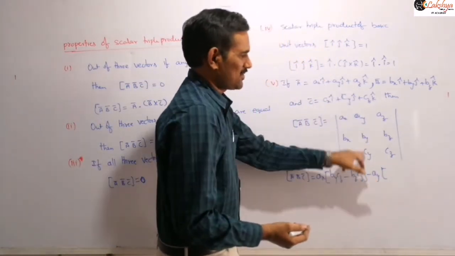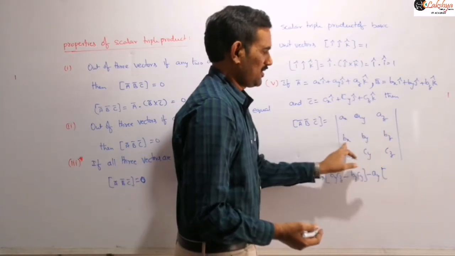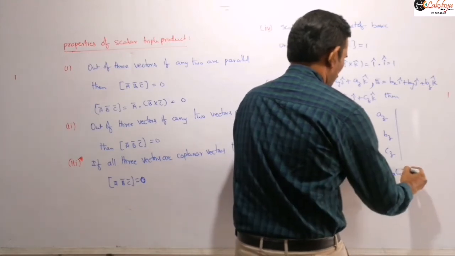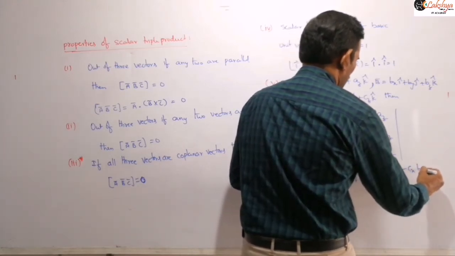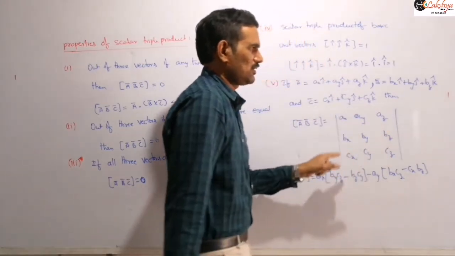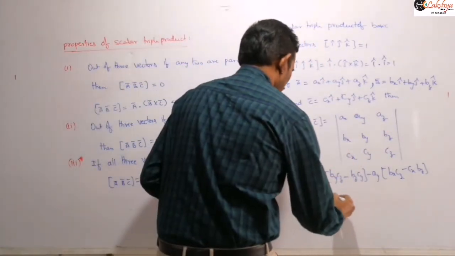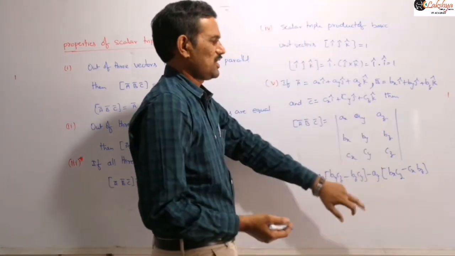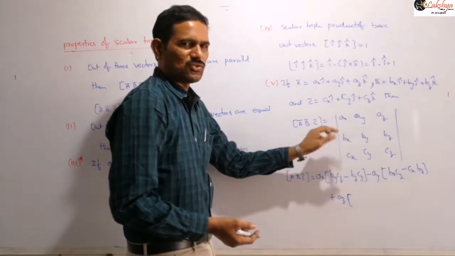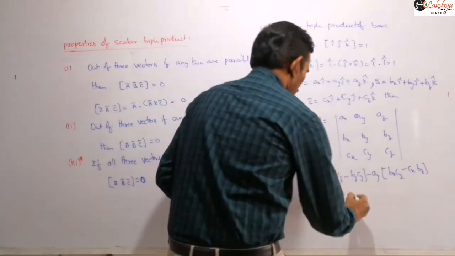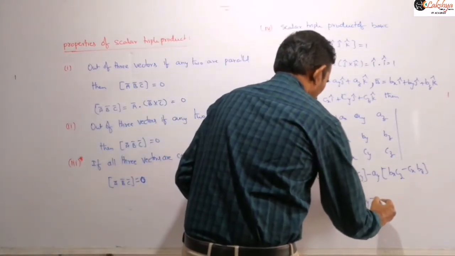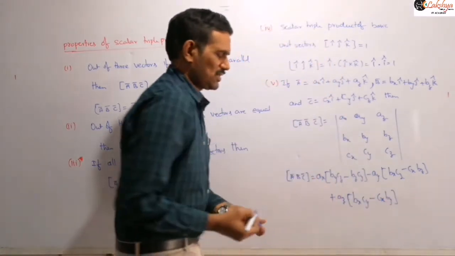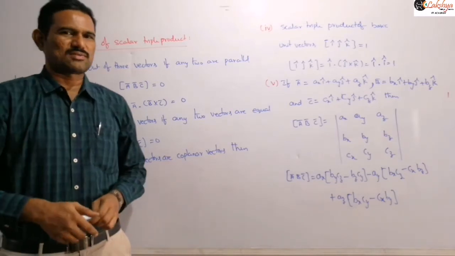now again you need to neglect this column and this row. Then we multiply these two terms, bx into cz minus cx into bz, that is plus az into, now neglecting this column and this row, these two terms, bx into cy minus cx into by. So that gives our scalar triple product of those three vectors, right?